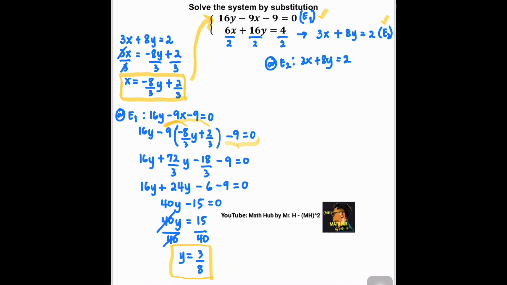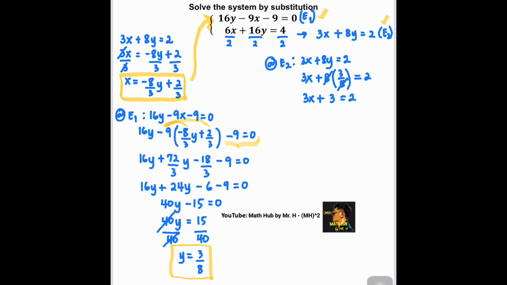All right, so we copy 3x plus 8. Then the y variable here will be replaced by the value that we got of y, which is 3 over 8. Copy equals 2. And then we simplify. So 3x, 8 times 3 over 8. Okay, we can see that 8 divided by 8 is 1. We cancel that out. So 1 times 3 is 3 equals 2.